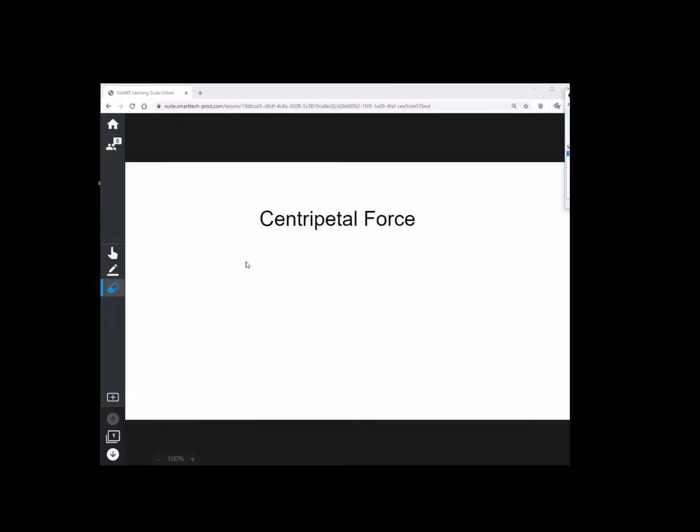Alright, so today's lesson is about centripetal force. Centripetal force basically means the force that makes something go towards the middle. Okay, so we are talking about a circular movement, and a force that makes it want to go towards the middle of the circle.